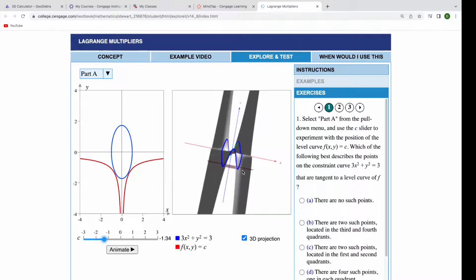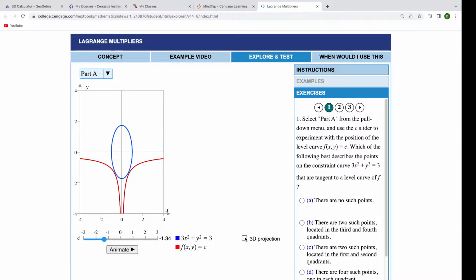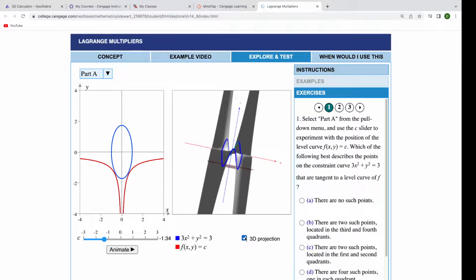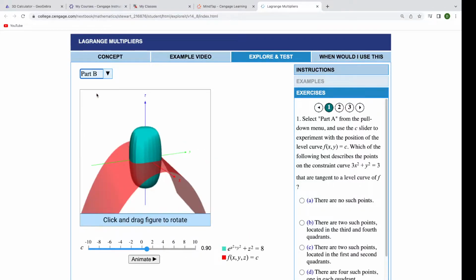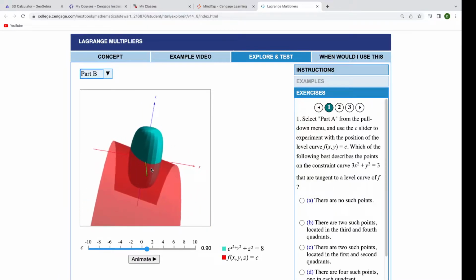Anyway, if you want to go on here and play around with it, you can definitely play around with it. I like it because it shows you the 3D projection, and you can get rid of the 3D projection. They have another one in part B that's also asking you, and so we have our function, the way they've drawn it, and then this is the constraint.